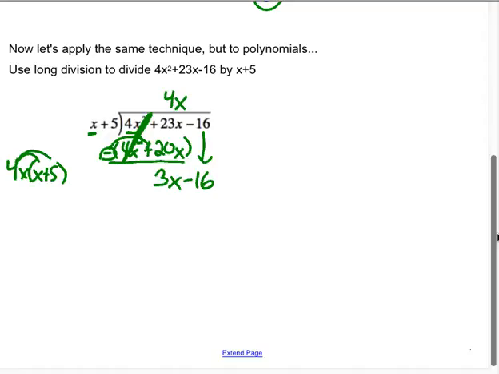So now I look at my x and I want to see how can I make it cancel a 3x. Well, an x needs to be multiplied by 3 to become a 3x. So I'm going to put a 3 up there. So once I figure out what I need to multiply by, now let's figure out what that gives me. So I'm multiplying the x plus 5 by 3. And again, just going to distribute that in. So I'm going to get a 3x plus 15.